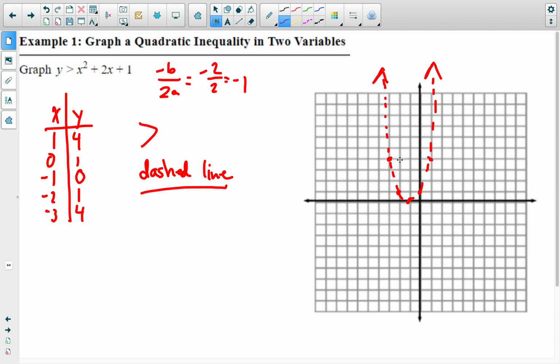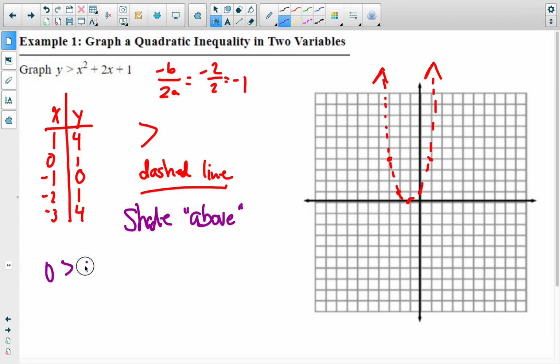And now we got to pick a side to shade. Are we going to shade above the U or below the U? We can look at the sign, see that it's greater than, which tells us that we're going to want to shade above. If you struggle with that intuition of how this is above, then you can just test a point, right? So the origin is very clearly underneath that parabola.